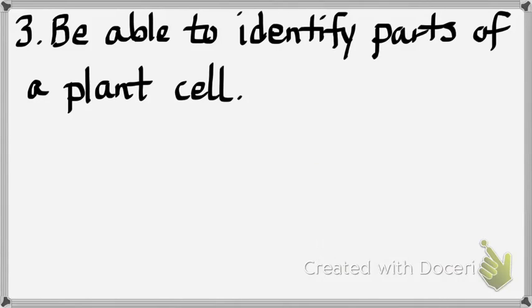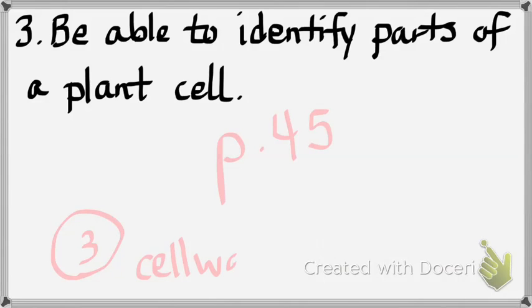Be able to identify parts of the plant cell. Page 45. Go back and review that. You guys know some things plant cells have that animal cells don't, and some things animal cells have that plant cells don't. Can you list 3 things a plant cell has that animal does not? Cell wall, let me write that down. Who told me vacuole? Very good, Adam. The central vacuole. What else? I need one more. Chloroplasts.